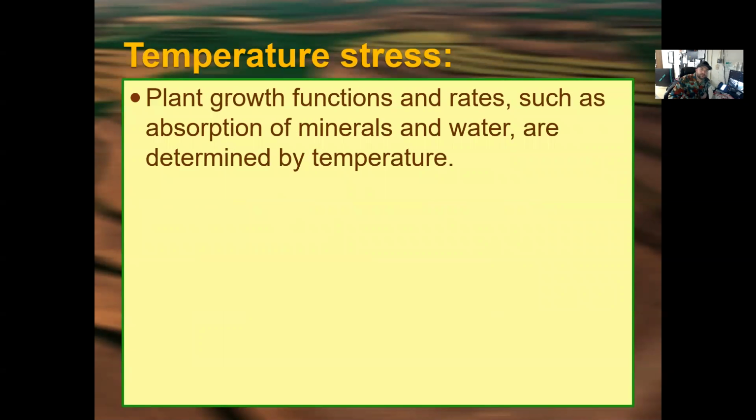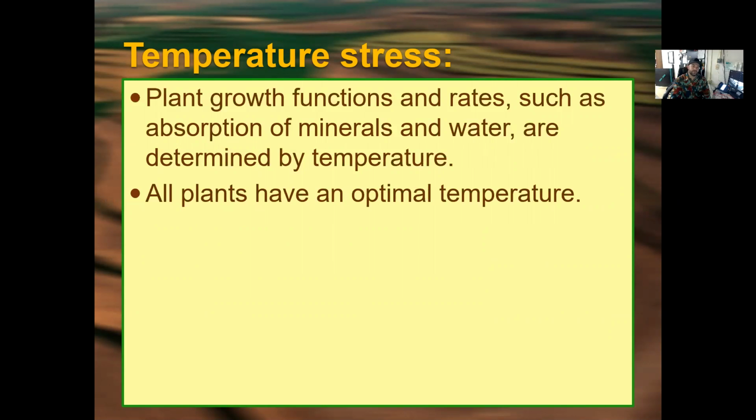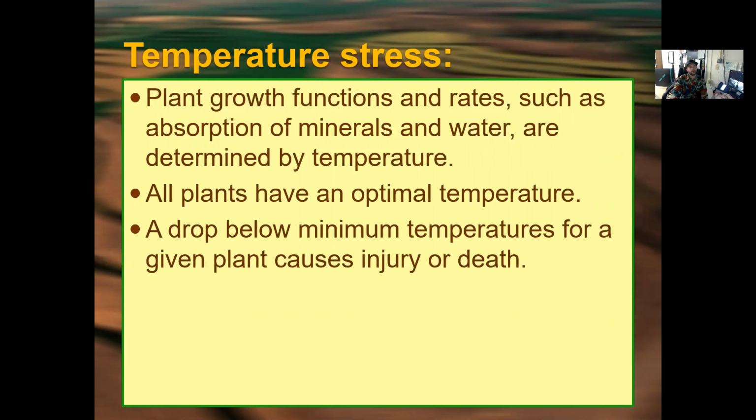Moving into plant stress, plant growth functions and rates such as absorption of minerals and water are determined by temperature. All plants have an optimal temperature, and this is the in-between of what their lowest temperature is and what their highest threshold is. So if you have a plant that has a low threshold of like -10 degrees and a high threshold of 100 degrees, probably its best growing conditions are going to be in like the 50 to 60 degree range.